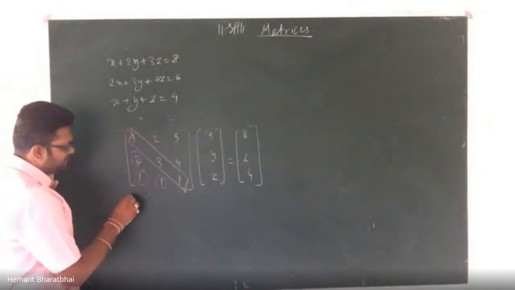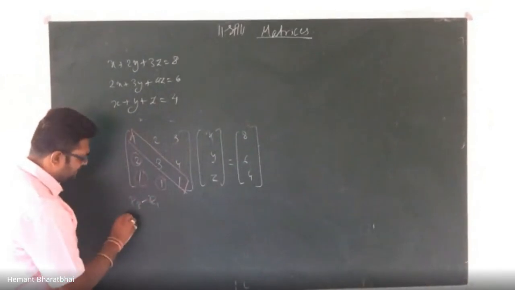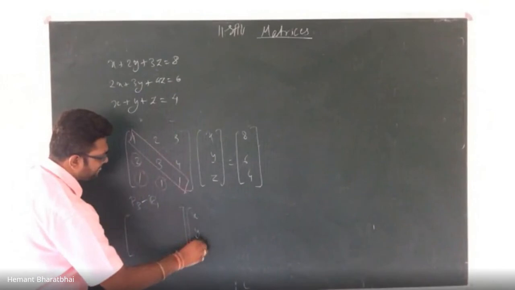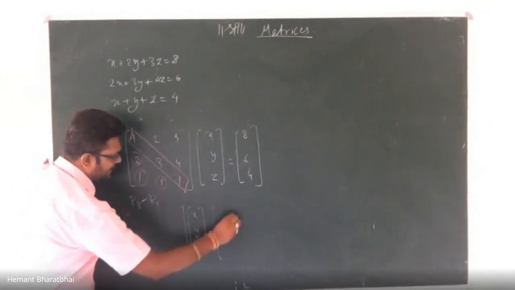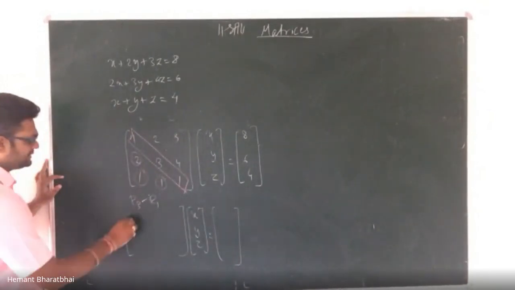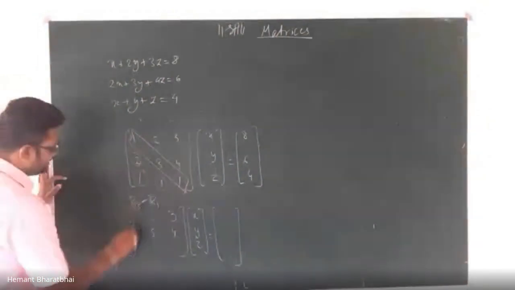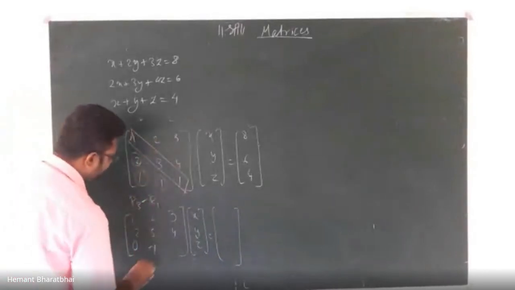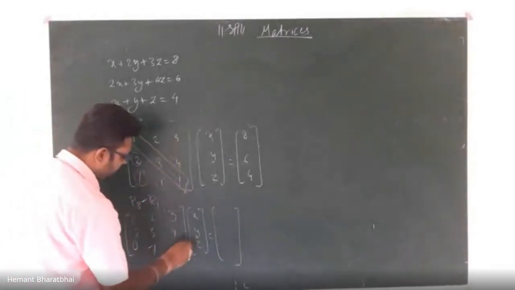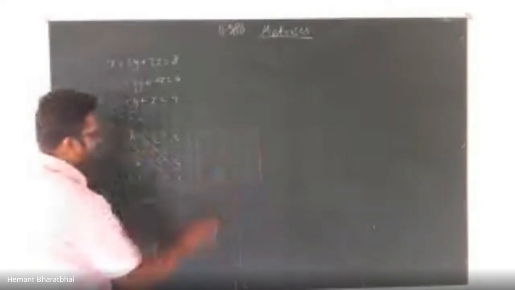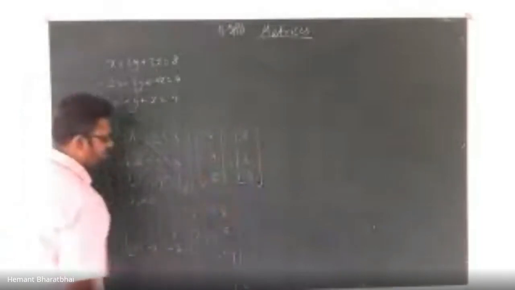So let's do it. So this can be done by R3 minus R1. So the transformation is occurring only in R3. So R1 and R2 as it is: 1, 2, 3, 2, 3, 4. 1 minus 1, 0. 1 minus 2, minus 1. 1 minus 3, minus 2. Okay? R1 and R2 as it is, so this is 8 and 6. So 4 minus 8, so that will be minus 4.